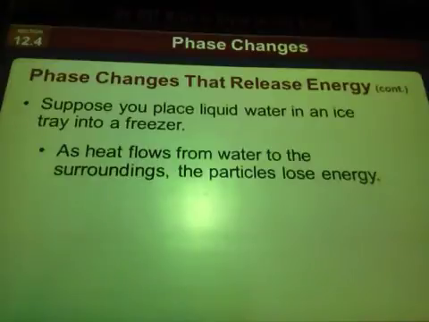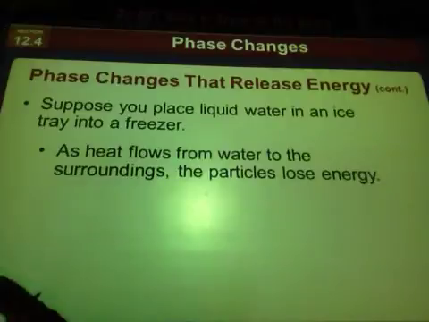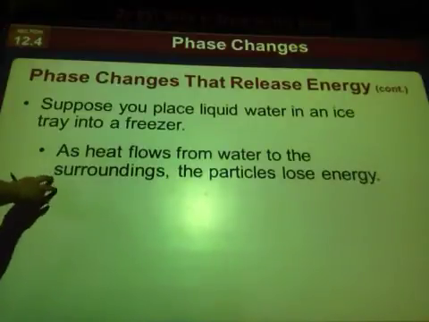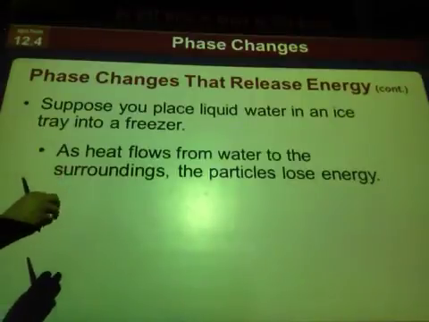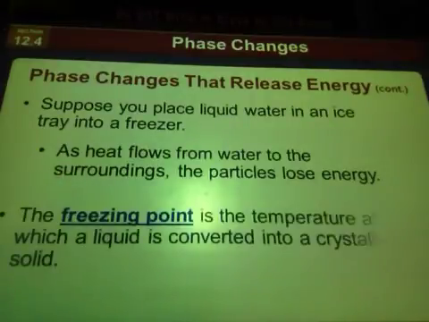I just have liquid water. That heat is going to flow from the water, right? Because heat flows from a higher temperature to a lower temperature. So my heat's flowing from the liquid water into the freezer. That's my surroundings. Because of that, the liquid water is losing energy.